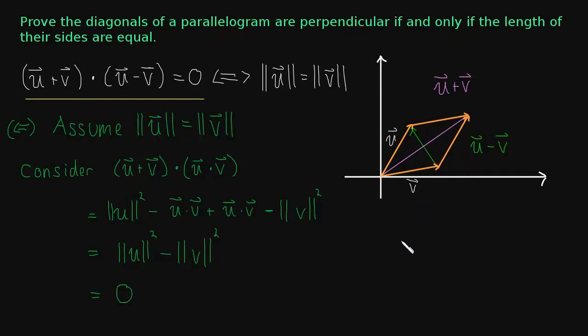Okay, so that's somewhat of an interesting proof. The diagonals of a parallelogram are perpendicular if and only if the lengths of the sides are equal.